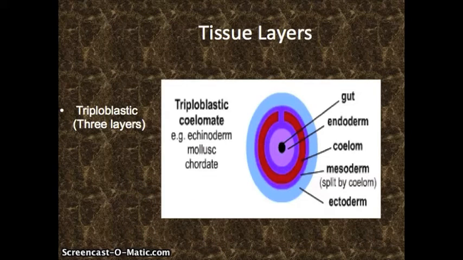The earthworm is triploblastic. Triploblastic animals possess 3 major tissue layers. It has a middle layer, the mesoderm, which is situated between the endoderm and the ectoderm. There is also a coelom present in the earthworm, which is situated between the endoderm and the mesoderm. The endoderm and the mesoderm are split by the coelom.